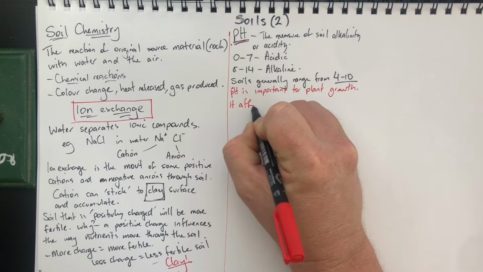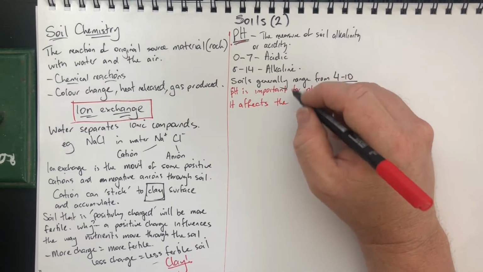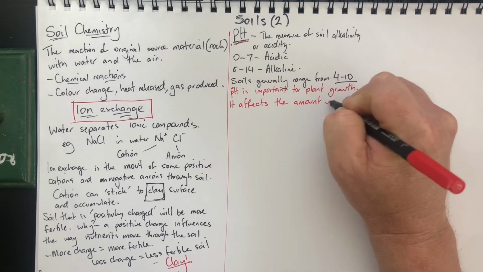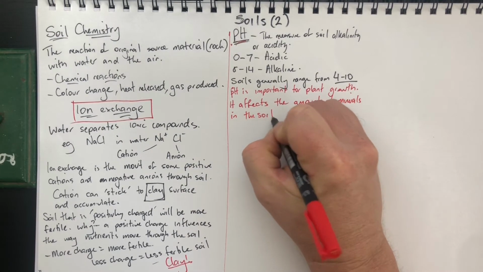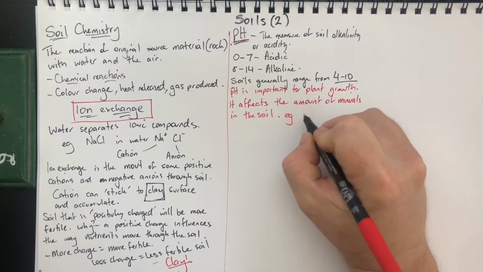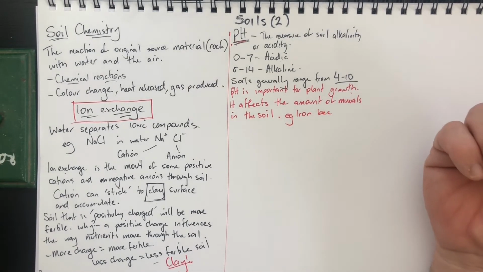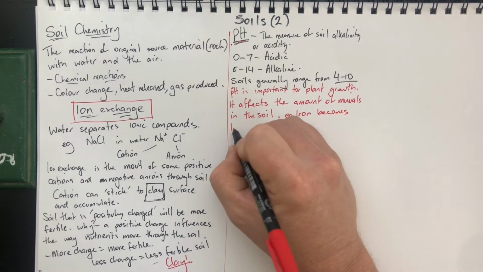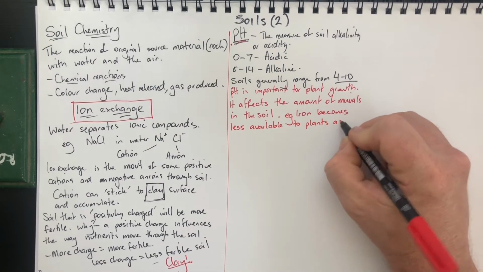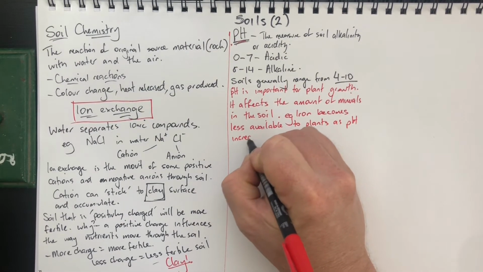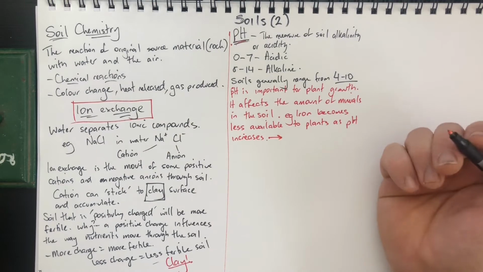It affects the amount of minerals in the soil. One such mineral is iron. Iron becomes less available to plants as pH increases. And if you have less iron available, we end up with an iron deficiency.